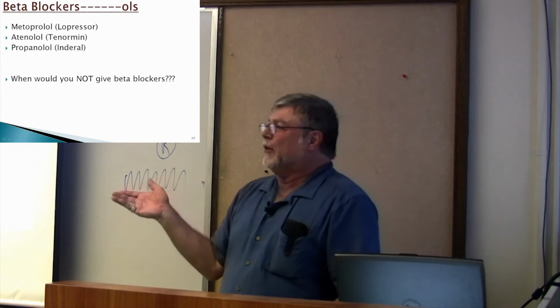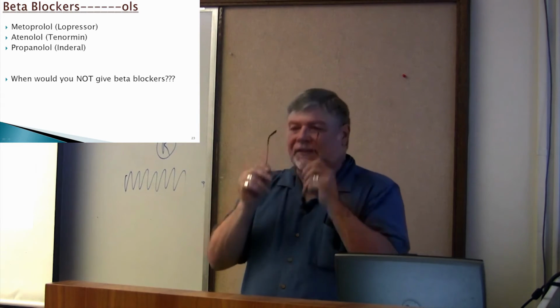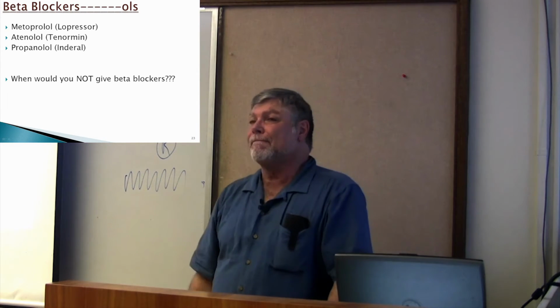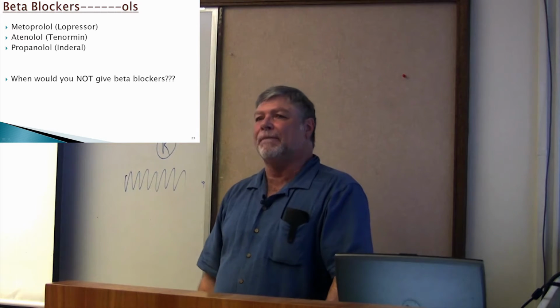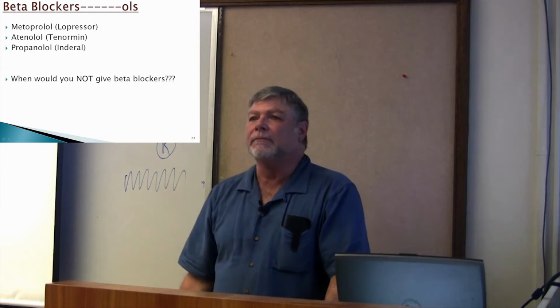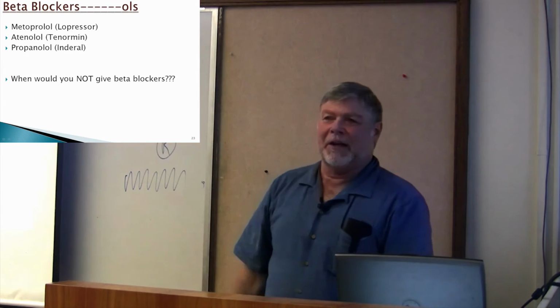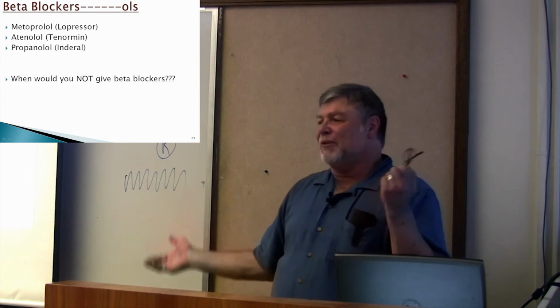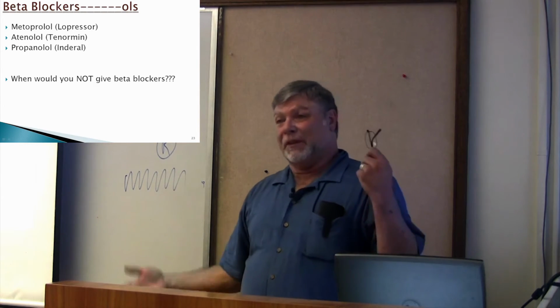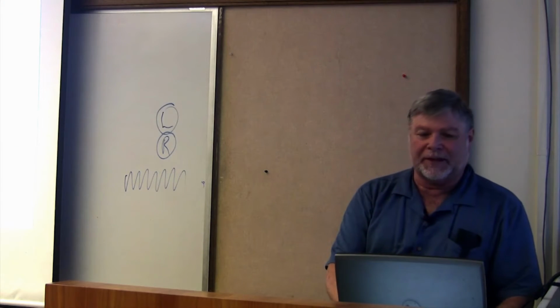However, there is crossover. Now, the intended target is the beta 1 site. What happens if it activates on the beta 2s and they're asthmatic or COPD? Yeah, they can go into an asthma attack. So that's when you might not give a beta blocker, although they may weigh the risks. If they really need the beta blocker, they may try and ameliorate the other side effects.